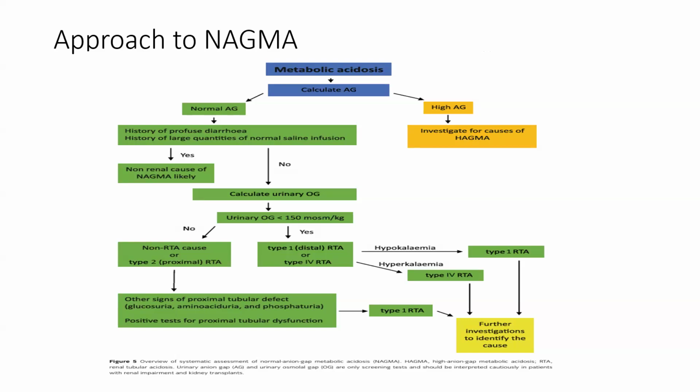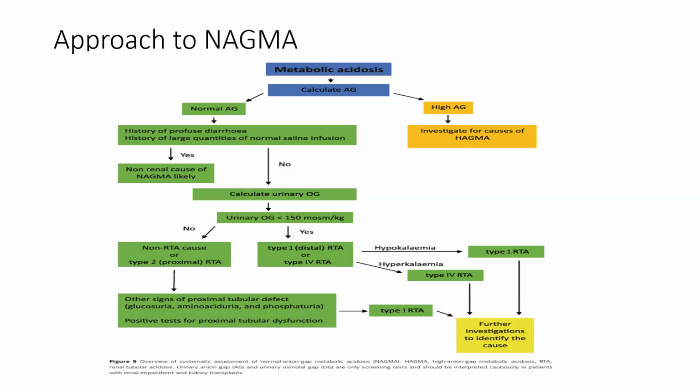So how to distinguish whether it is distal, that is type 1 RTA, or type 4 RTA? So for that we need to see what is potassium. If it is hypokalemia, then type 1 RTA. If it is hyperkalemia, then type 4 RTA.